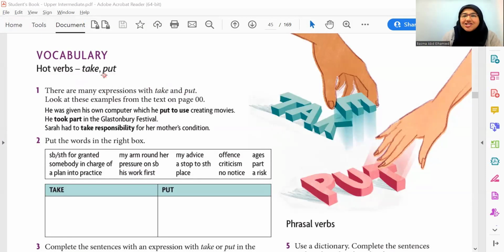Welcome to the last two pages in Unit 5. Now let's check together the hot verbs take and put. There are so many expressions that can come with take and put. So let's look at these examples.